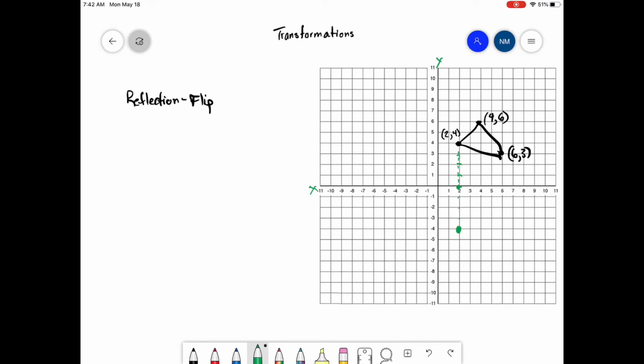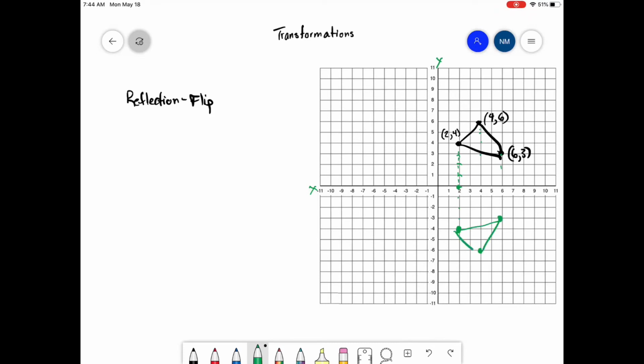And you do that for each of the points. This one is 6 places away. So we go 6 in the opposite direction and place our new point. And the last point is 3 away. So we go 3 in the opposite direction and place our point.